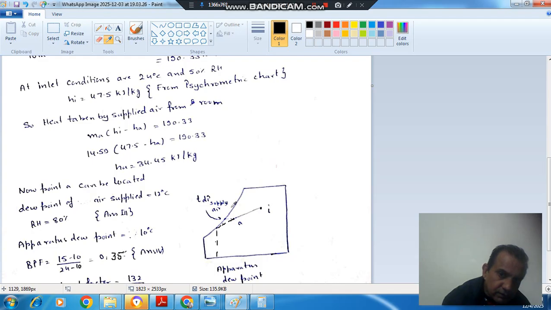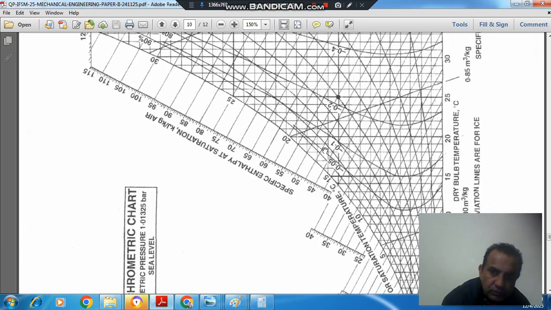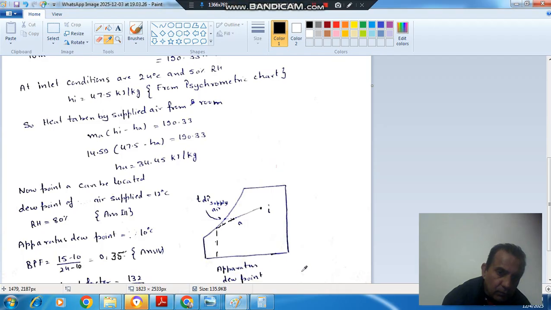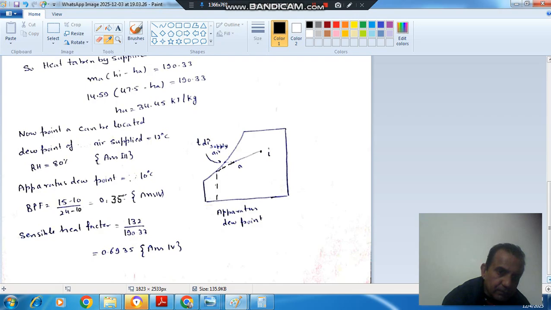Now if we join this inside condition and air supplied condition and extend it to the 100% relative humidity line, then it will give the apparatus dew point. This is the point of 24 degrees Celsius and relative humidity 50%, and this is the other point. If we join this and extend it up to 100% relative humidity, then the temperature will be 10 degrees. So this will be your apparatus dew point temperature.